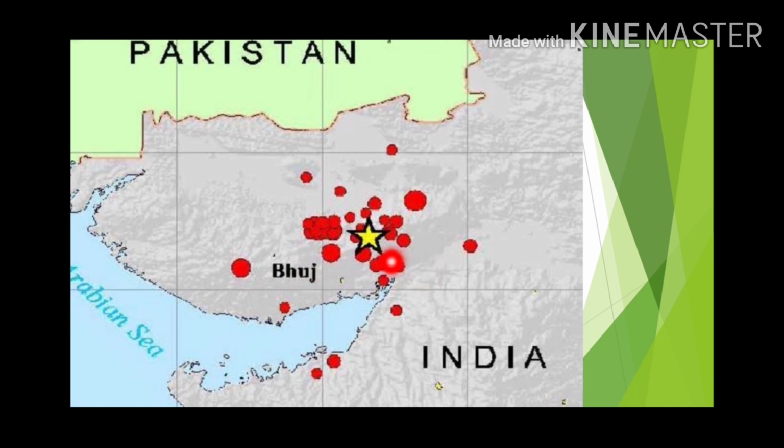The epicenter was situated near Bhuj. So somewhere near Bhuj the epicenter was there, and students, we have discussed that at the epicenter the intensity is felt maximum and destruction is greatest, and then as we go far from the epicenter the destruction becomes less.